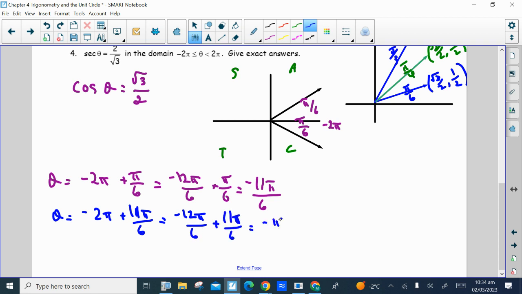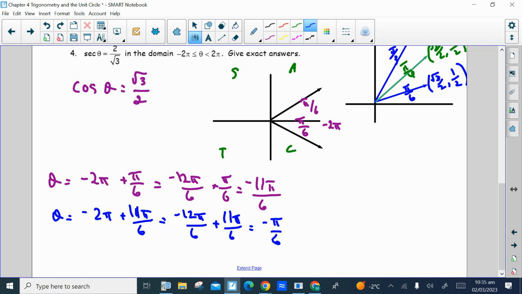And that will give us negative pi on 6, which makes sense because if you start at 0 here, let's say that instead of starting at negative 2 pi, we say we're starting at 0, you're going to go pi on 6 in a clockwise direction. That is negative pi on 6. So there's our second rotation angle. Those are the ones between negative 2 pi and 0.